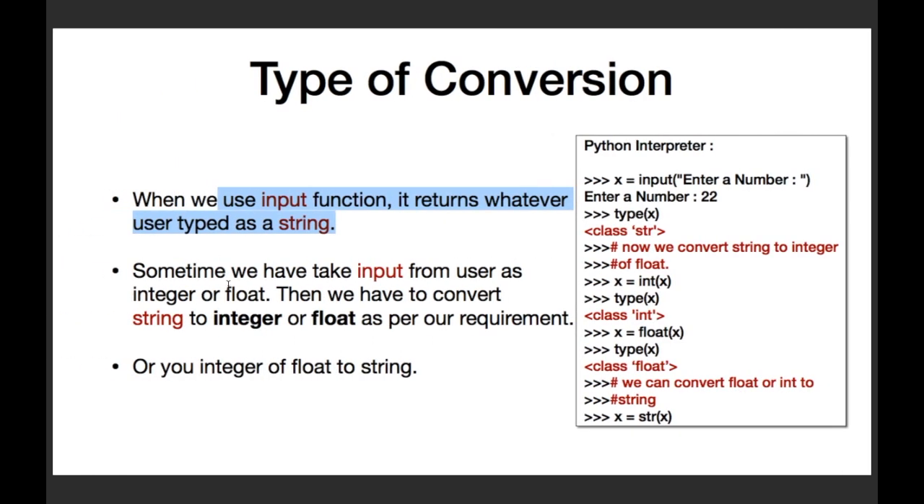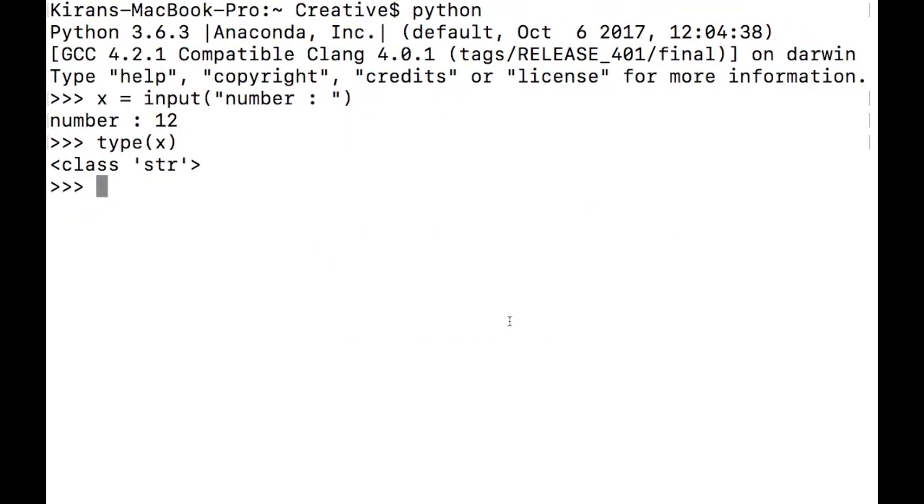Now, sometimes we have to take input from the user as integer or float, and then we have to convert the string to integer or float as per our requirement. So now I'm going to convert this variable x into integer and see the type of variable x. Now it shows me the type of variable x is integer. Here in this statement we convert variable x into integer type. So this is how we convert string to integer.